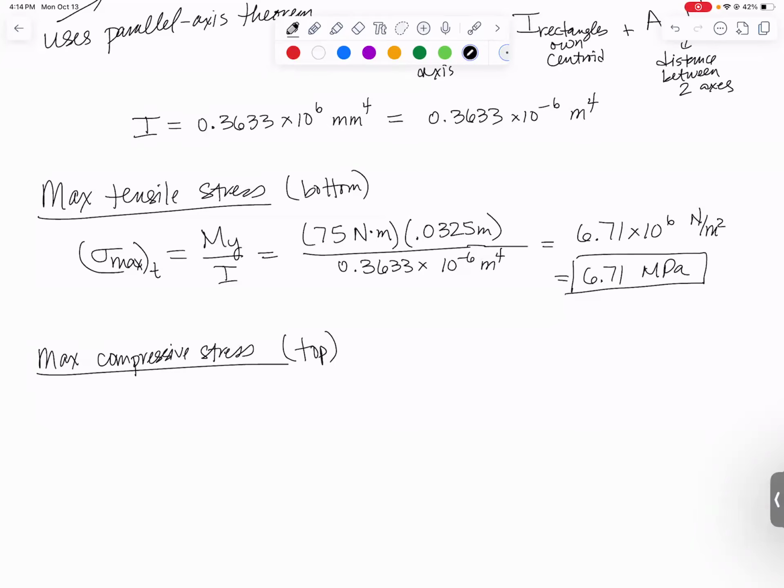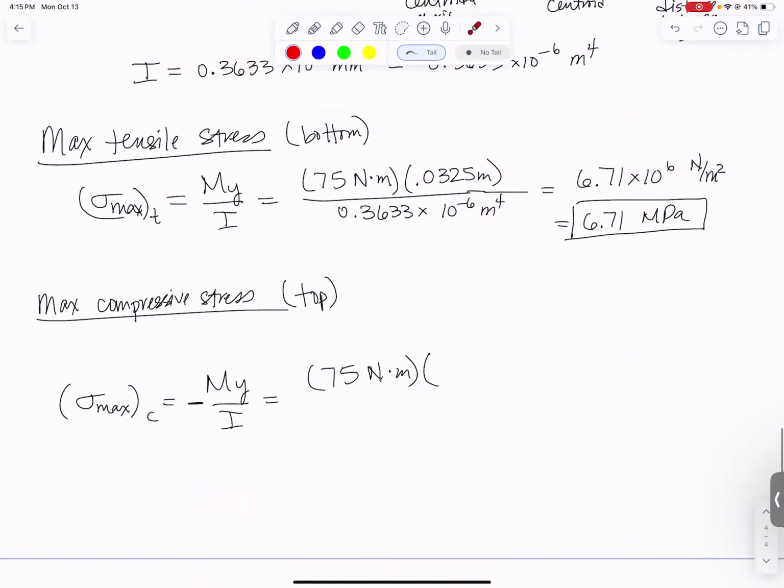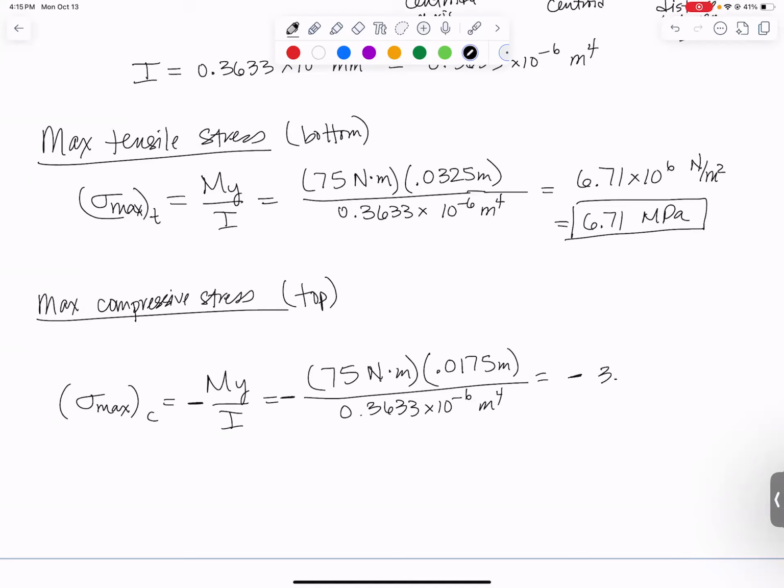Max compressive stress will happen at the top. Same equation, My over I. This time I'm going to put a minus sign in front of it because compression should come out to be negative. Again, my moment is 75 Newton meters from a magnitude standpoint. Now my y, I need to go from the centroid to where it's max compression, which is up at the top. So that'll be 17.5 millimeters this time. 0.0175 meters, same moment of inertia, and this one comes out to be minus 3.61 times 10 to the sixth newtons per square meter, or minus 3.61 megapascals. And the negative is there because it's compression.